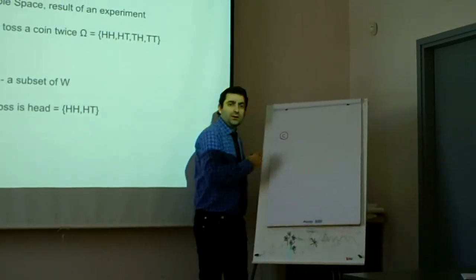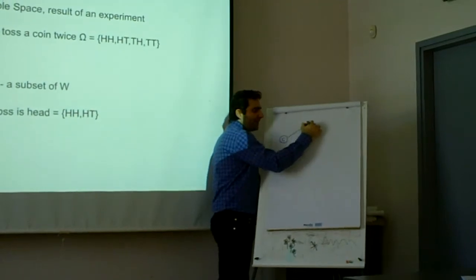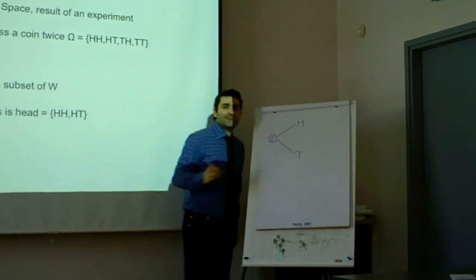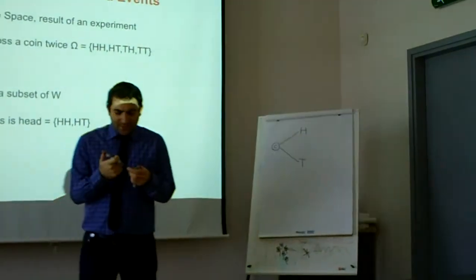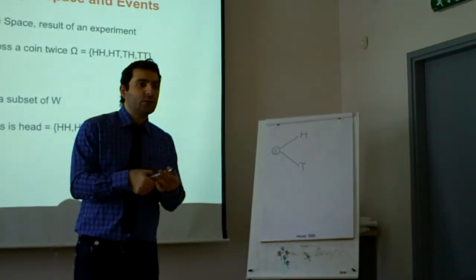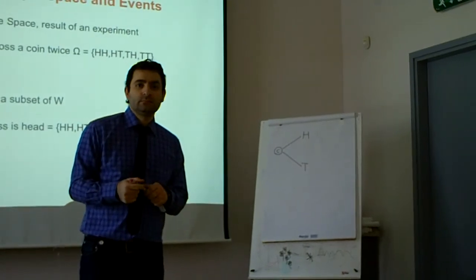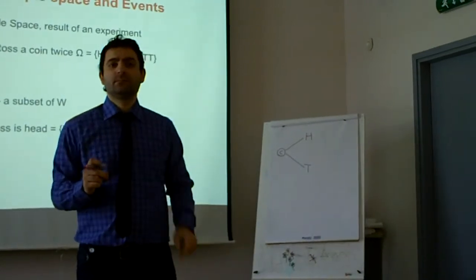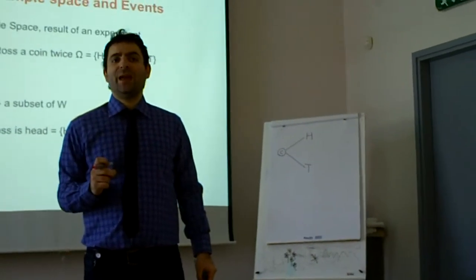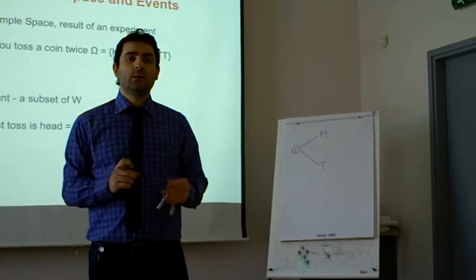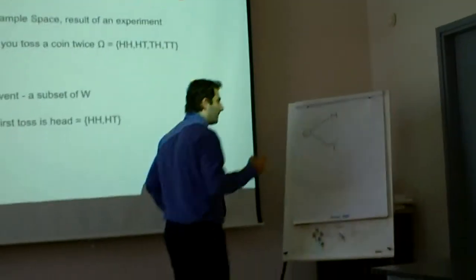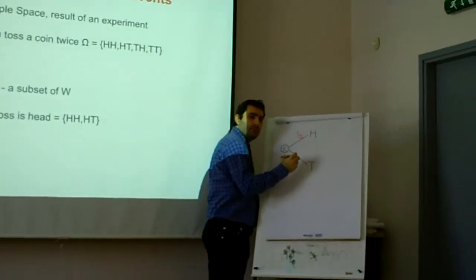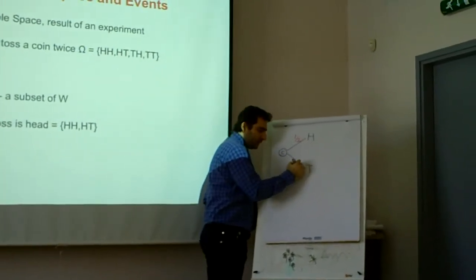I have my coin, and I toss my coin. So I will have either head or tail. Can you tell me what is the probability of having head or tail? What's the probability of having head? Only head. 0.5, 1 over 2. What about tail? 1 over 2. Same, 1 over 2.